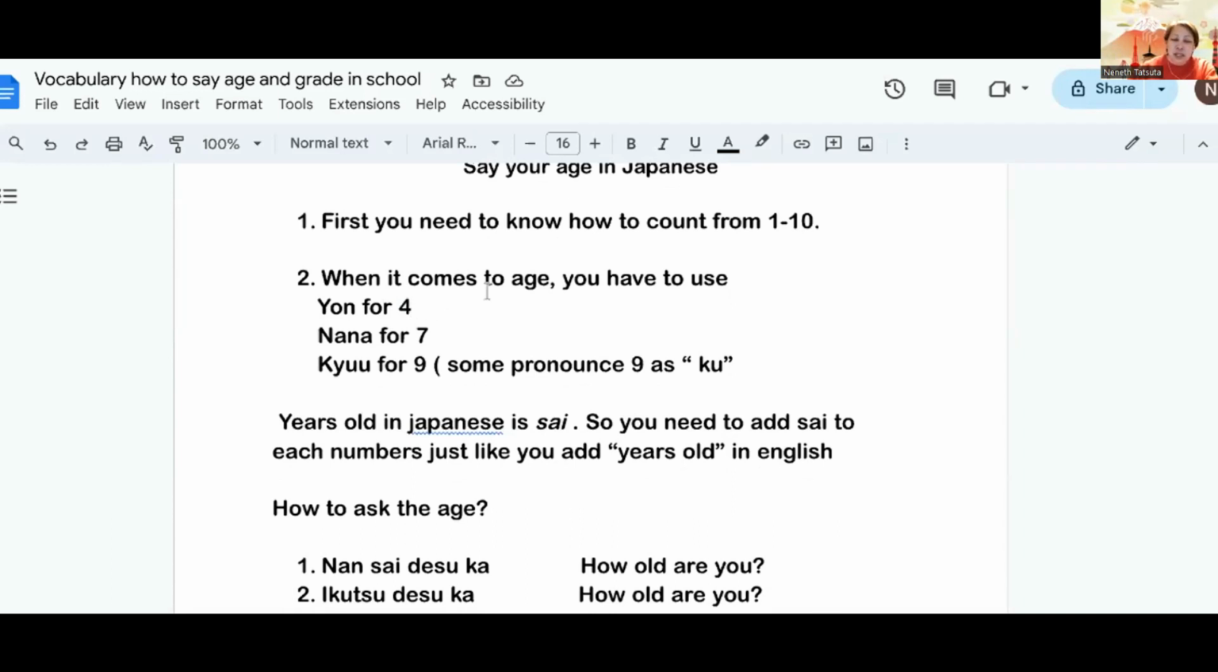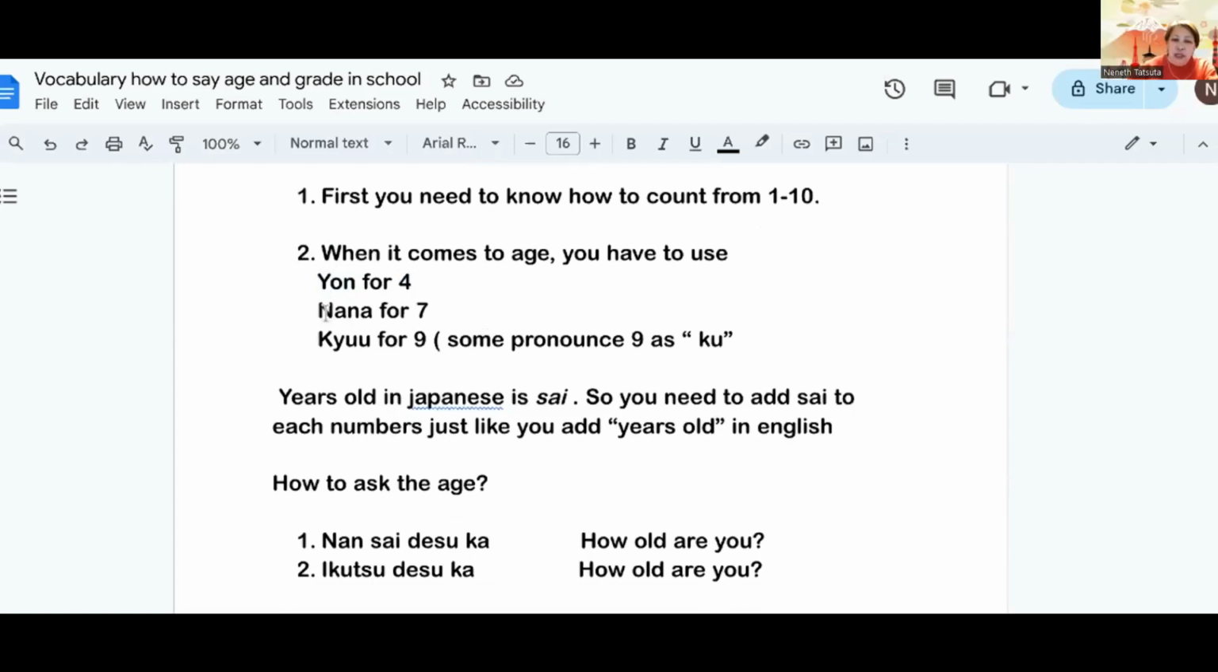So when you are saying your age with a 4, you are going to use yon for 4. And for the 7, we have nana or shichi, but you will not say, for example, if you are 17, ju shichi. No, we use ju nana for the age. Ju nana is equivalent to 7 in age. And then we have the kyu for 9.